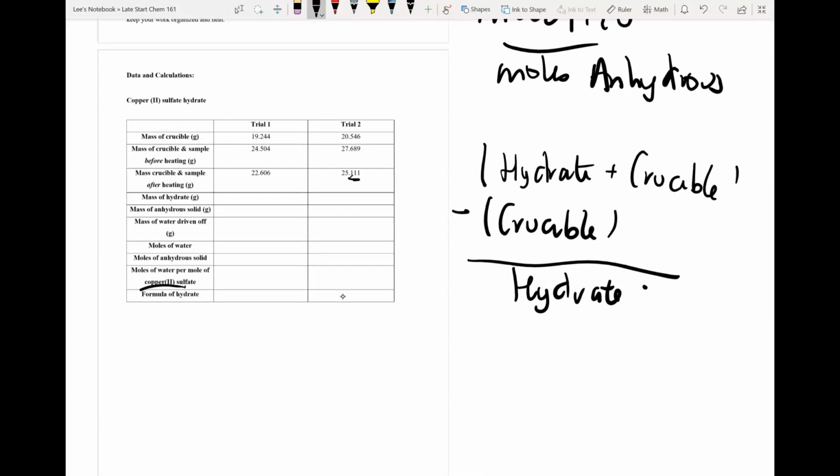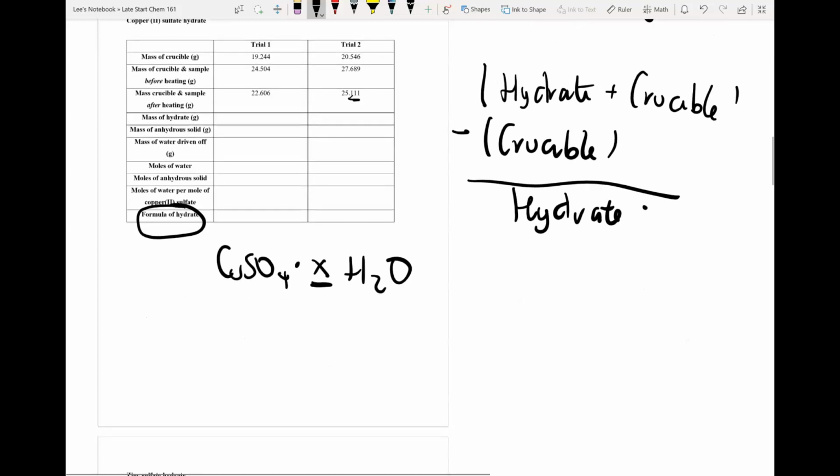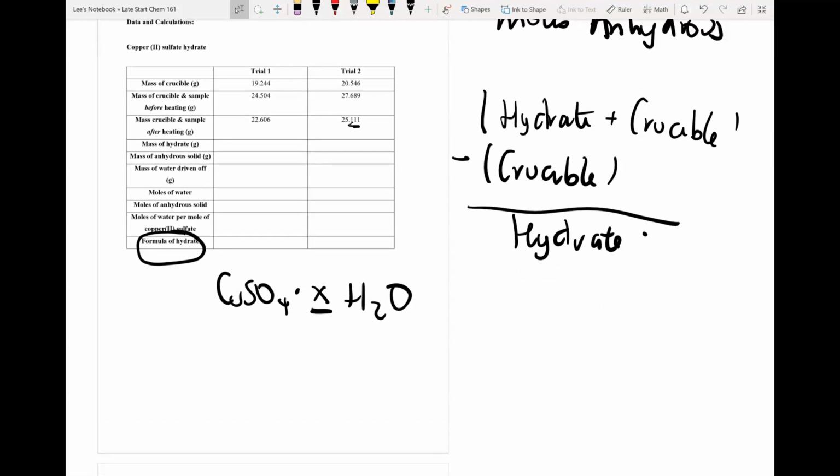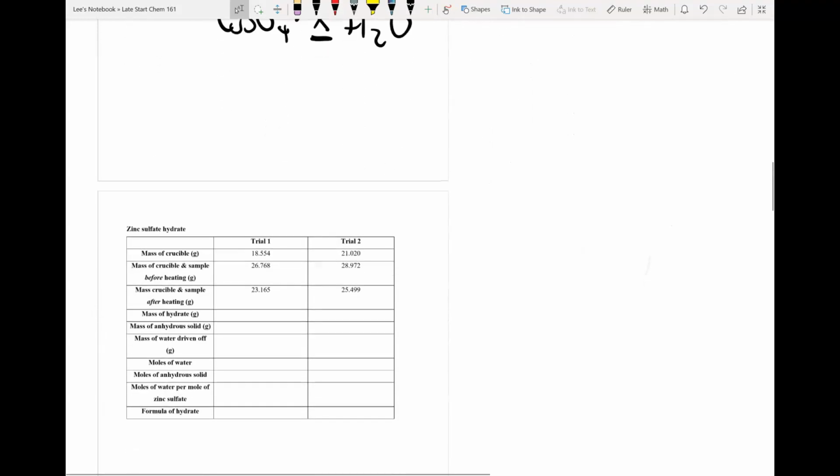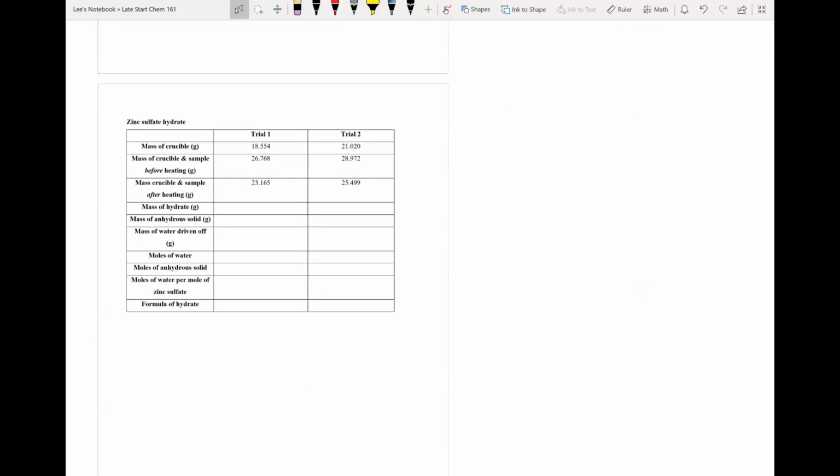At the very end, you're asked to give the formula of the hydrate, and remember that this should be of the form where you write the formula of the ionic compound, a center dot, and then a number followed by the formula of water. So don't write something else other than that. That's not how we write the formulas of hydrates. We've got to write it in that form. So you're going to get 2 of those, and hopefully they're close to one another. All right. So then we're going to do the same for a zinc sulfate hydrate. And again, hopefully your 2 repeats are somewhat near one another.